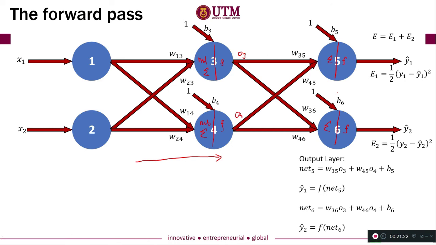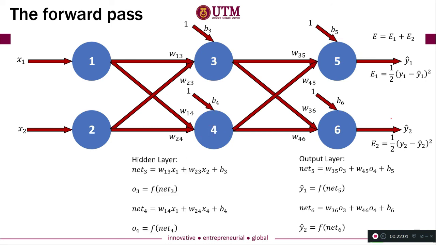Here it should be O5 and O6, and once it arrives at the output, of course, it is the Y. O5 is actually your Y hat 1. This one is equal to your Y hat 2. So it's the same thing there. That's why the name is forward pass, because you go from the input to the output.